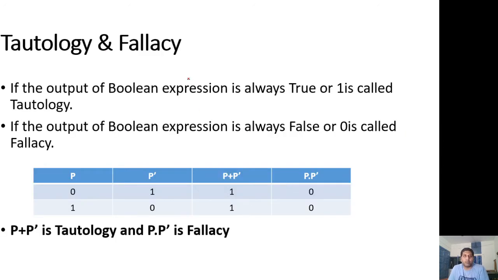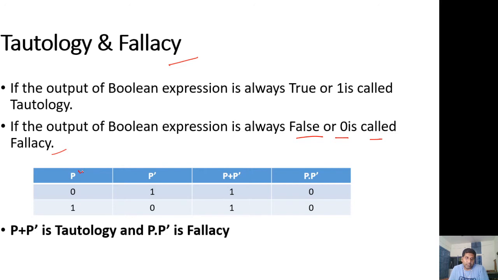Now the next topic is tautology and fallacy. If the output of a Boolean expression is always true or 1, it is called tautology. And if the output of a Boolean expression is always false or 0, it is called fallacy.